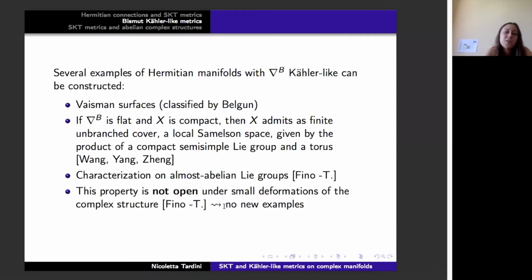But again, we cannot construct new examples using small deformations, because the problem is the SKT condition. You start with a compact complex manifold with a Bismut Kähler-like metric, which in particular is SKT, but then you can deform the complex structure and lose the existence of SKT metrics. So there's no hope of having Kähler-like metrics along deformations, because they have to be SKT. Even though you add the additional assumption of parallelism of the torsion, you lose the existence of SKT metrics along deformations. So the property is not open, and we cannot construct new examples in this way.